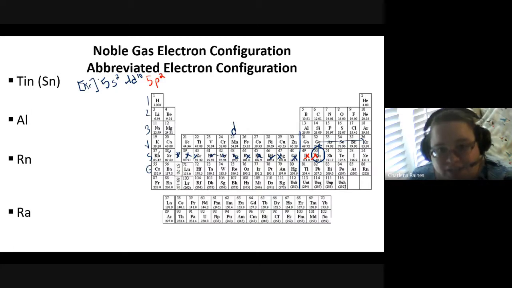I can still check myself. I just have to remember that krypton has 36 electrons. So I take my 36 and I add the 14 that I see. I've got 50 electrons, therefore that configuration is correct.